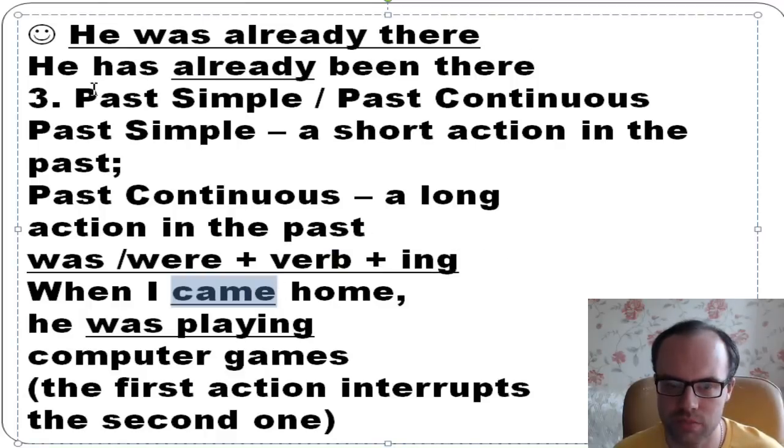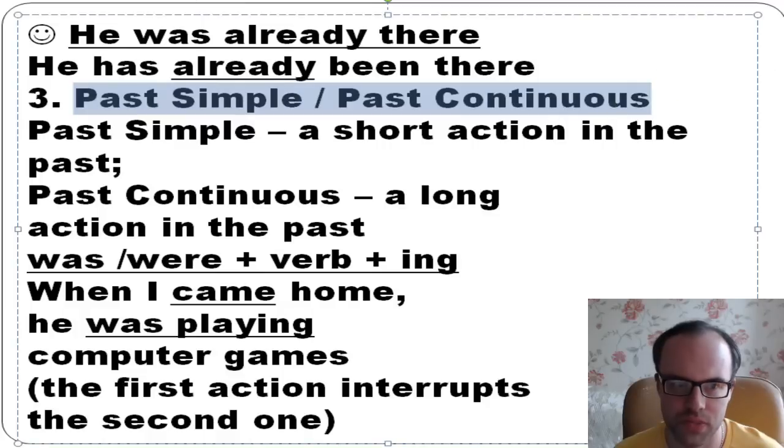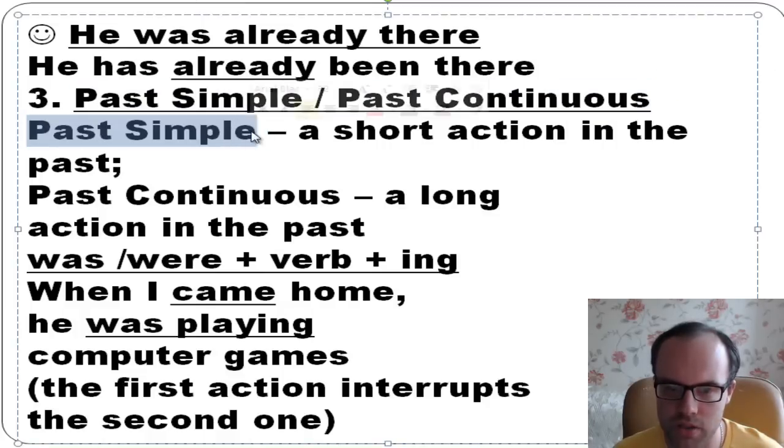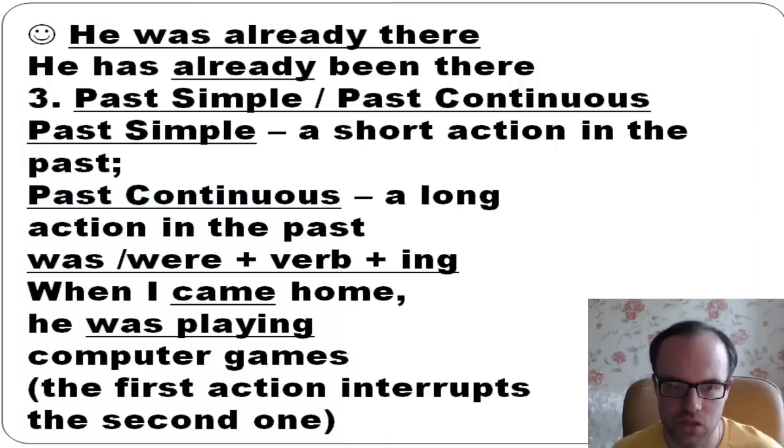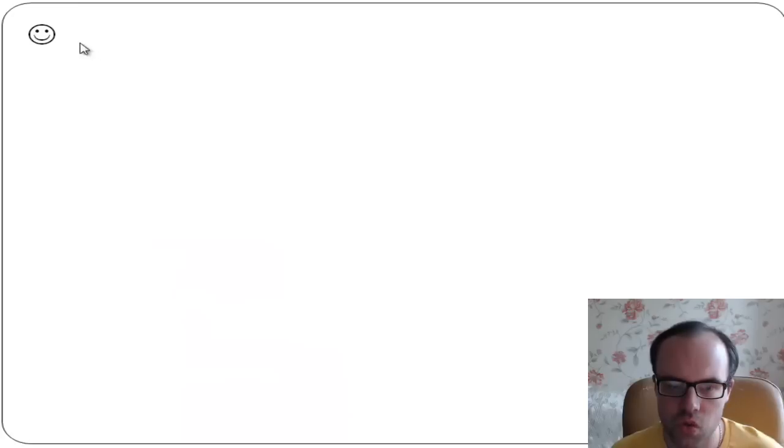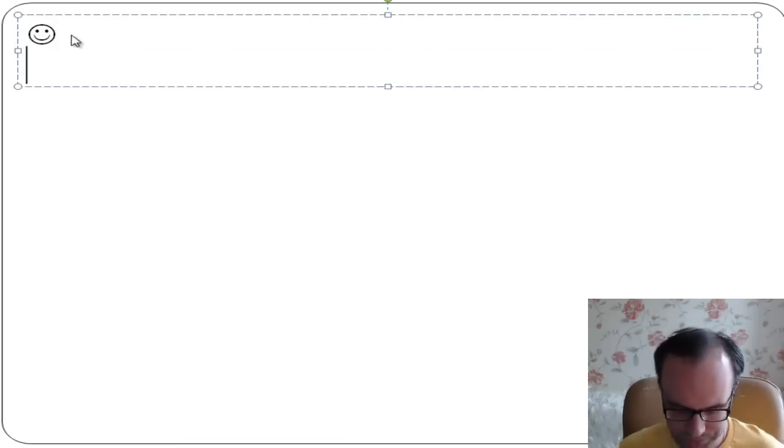Okay, so past simple and past continuous. Past simple, a short action in the past, and past continuous, a long action in the past. And we form it this way: was, were plus verb plus ing. So when I came home, he was playing computer games. The first action interrupts the second one. So very good. So what about future simple?